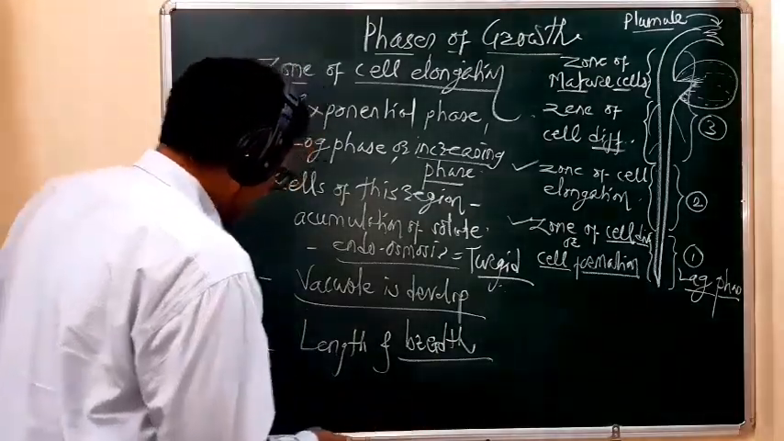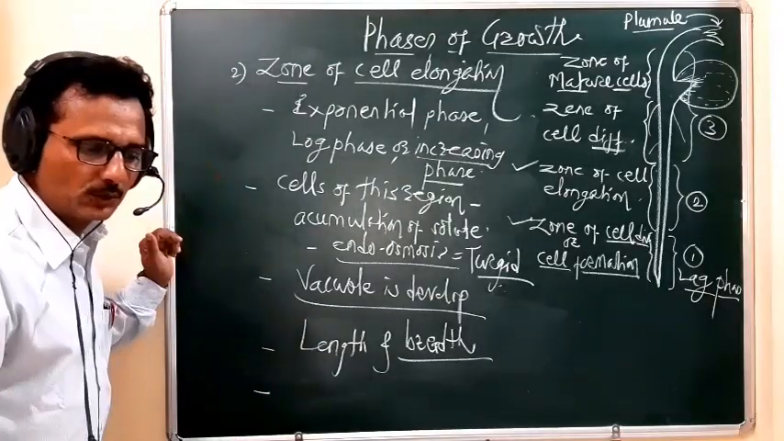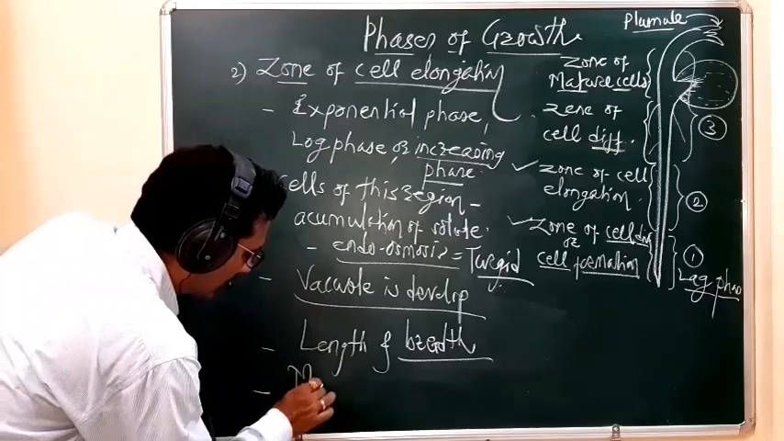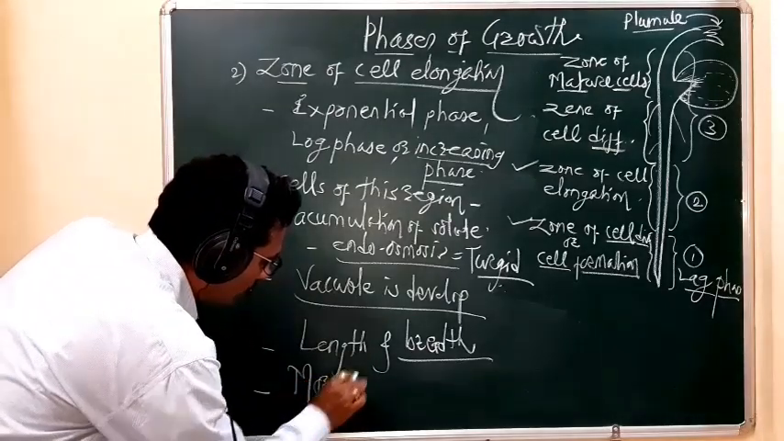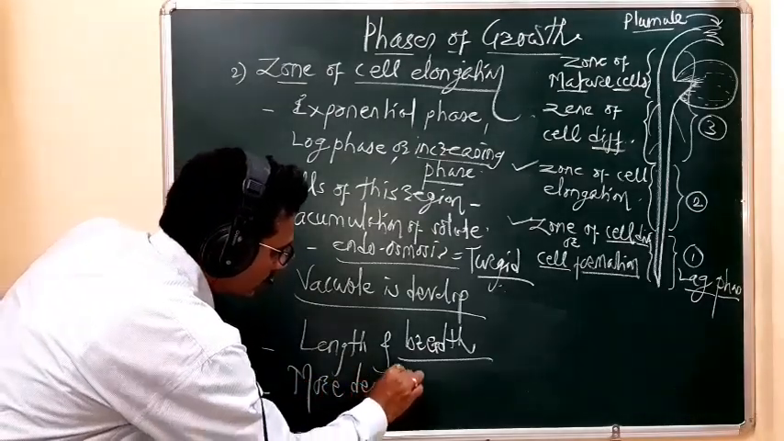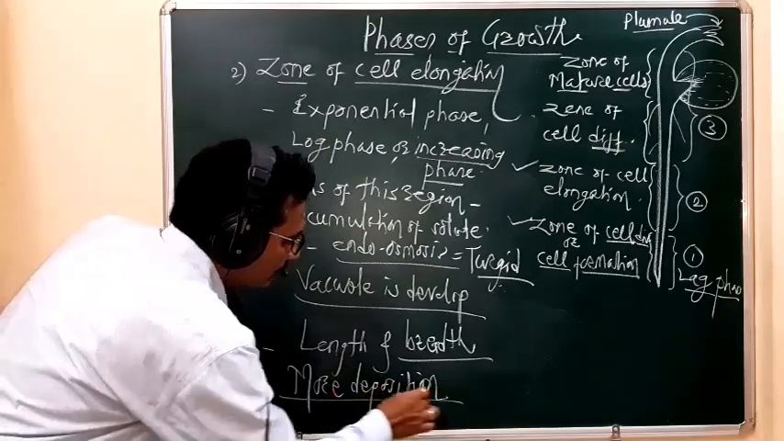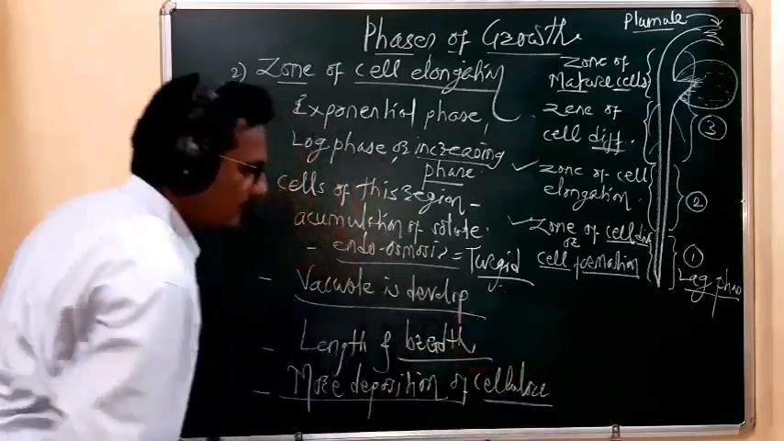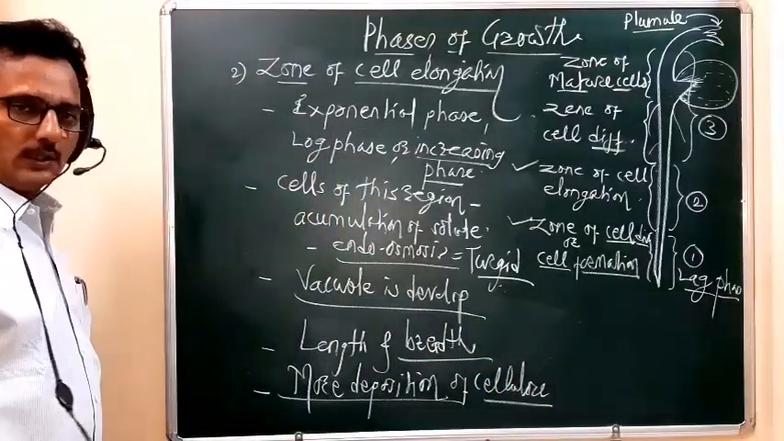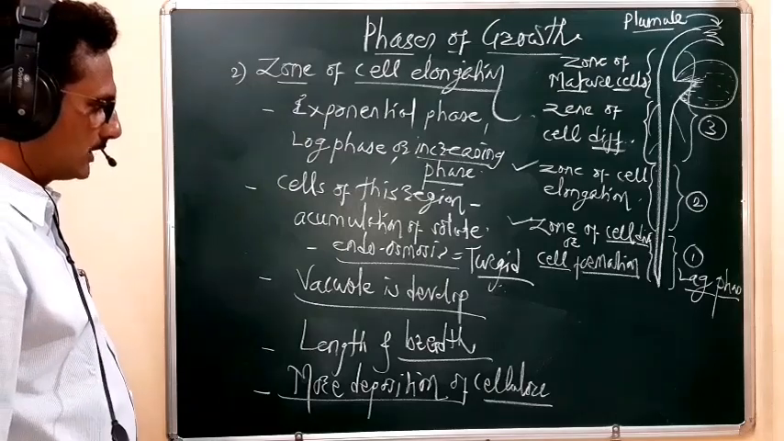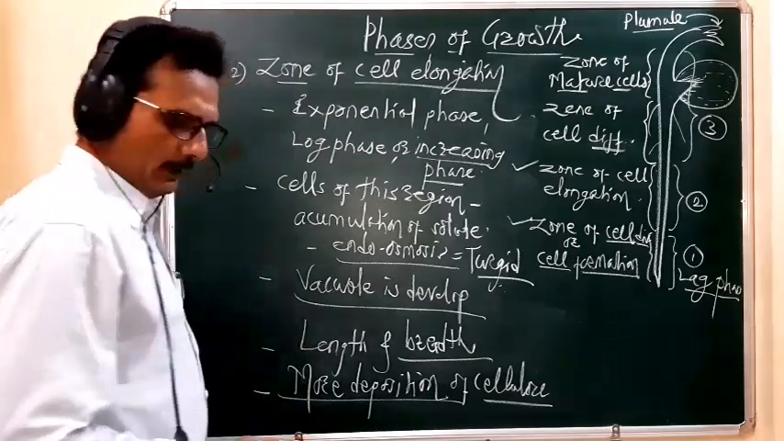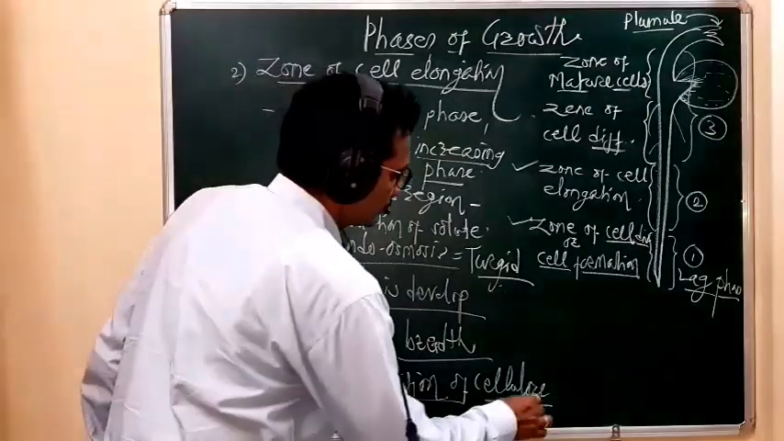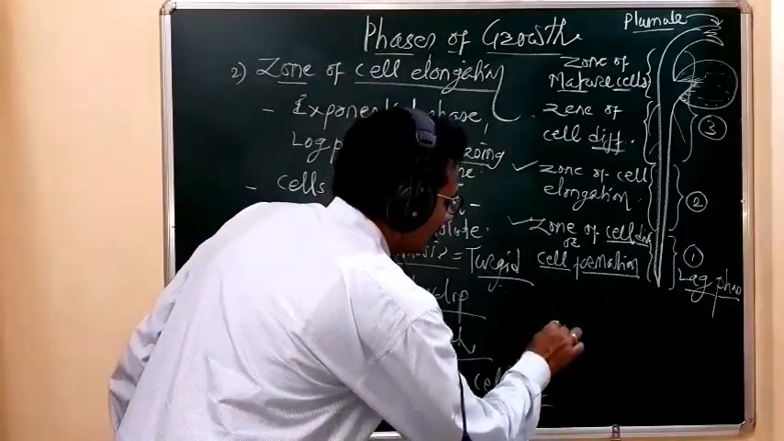In this phase, the cell shows more deposition of cellulose. But how is the cellulose deposited more? Remember the first process. It is called apposition.